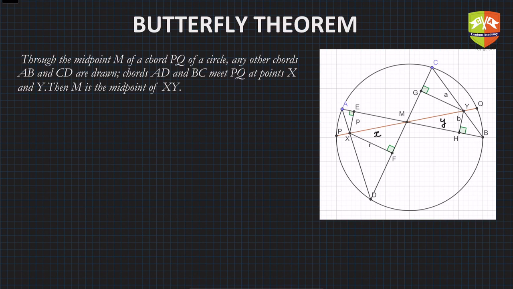So the statement of the butterfly theorem says, through the midpoint M of a chord PQ of a circle, any other chords AB and CD are drawn. Chords AD and BC meet PQ at points X and Y. Then M is the midpoint of XY. So we have to prove that M is the midpoint of this XY here. Okay, so let's try and prove. Before that, we have to do some prerequisites so that it becomes easier for those who are not initiated into proving, or let's say similar triangles and other things.